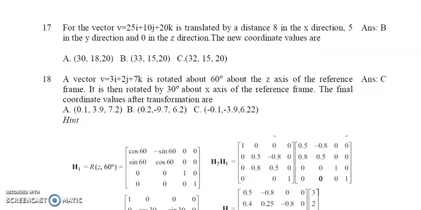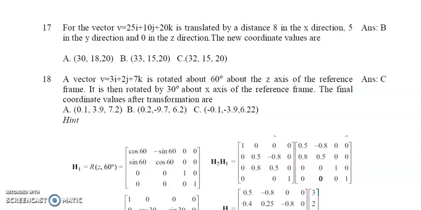Question number 17: the vector V equal to 25i plus 10j plus 20k is translated by a distance 8 in the x direction, 5 in the y direction and 0 in the z direction. The new coordinate values are?